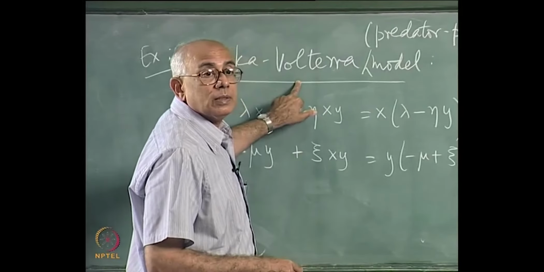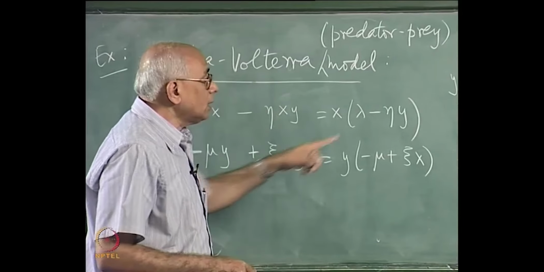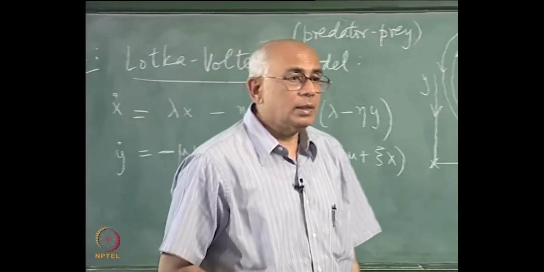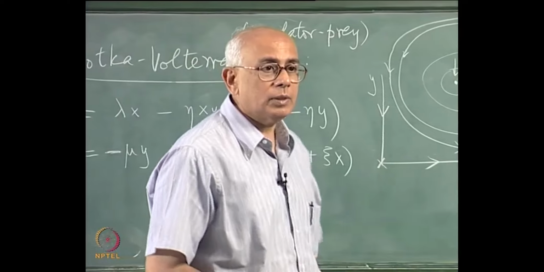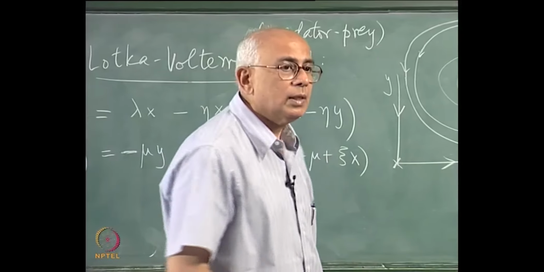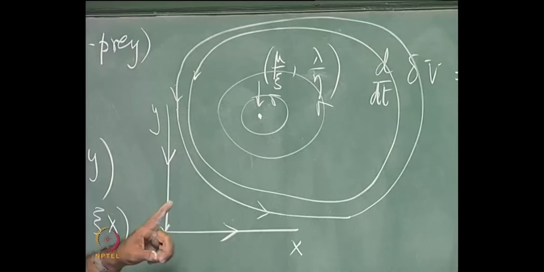Volterra was a very famous Italian mathematician. They analyzed this model and discovered that indeed there is a simple explanation which has to do with the way they compete with each other, and you can see what happens in very physical terms.